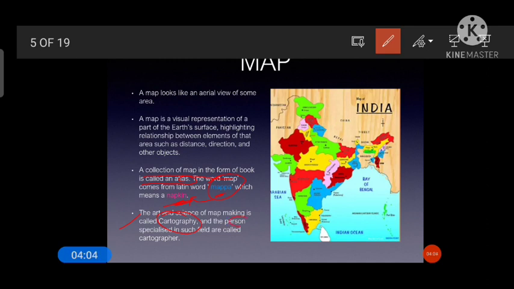Now the person who is specialized in the field of map making is also known as a cartographer. Okay, so this is important to note here: the Latin word mappa means napkin, and cartography is the subject dealing with map making. And the person who deals with map making is called a cartographer; they are called cartographers.